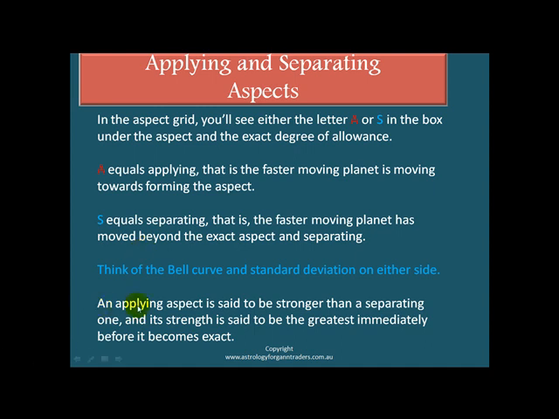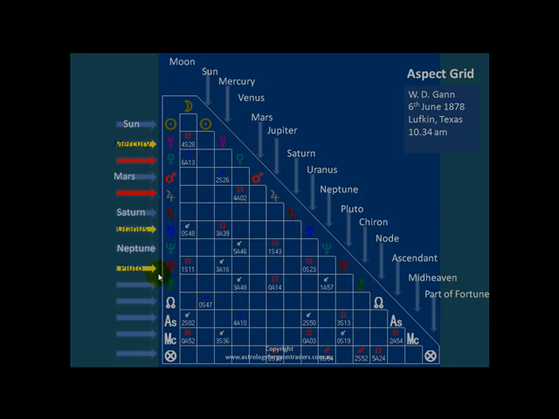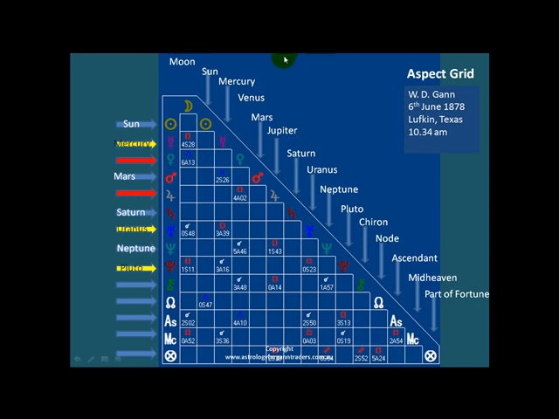An applying aspect is said to be stronger than a separating one, and its strength is said to be at its greatest immediately just before it becomes exact. So in people's charts, I always tend to look at the applying aspects. The separating ones, they say, have already sort of happened, and on a soul level you've worked them all out, and it's the applying ones that are forming. When thinking of more advanced techniques like progressions and solar arcs, those are the ones we look at, the applying aspects, more than the separating ones. So let's have a look at what all this means.